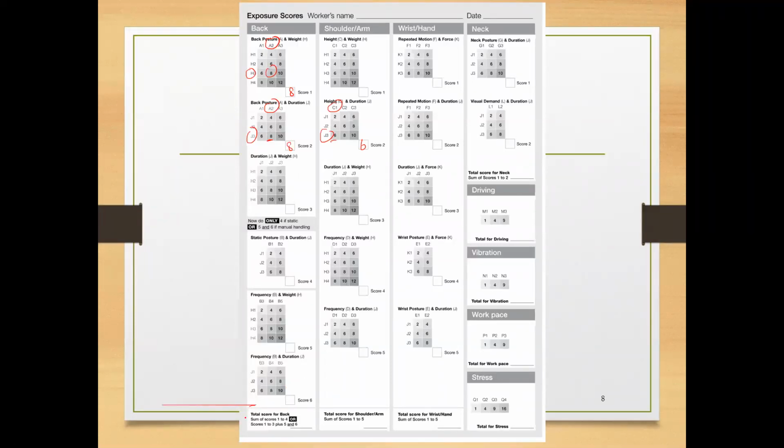The total score for the back is the sum of scores 1 to 4. So we will write it here. That will be the score for back. Similarly, in the second column, we will add scores 1 to 5 to reach a score for shoulder and arm. In the third column, we will again add scores 1, 2, 3, 4, and 5 to reach a score for wrist and hand. And similarly, we have a score for neck by adding these two scores. So that is the score for neck, score for driving, vibration, work pace, and finally stress.